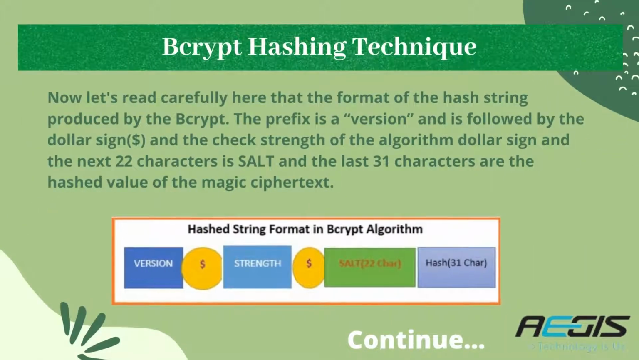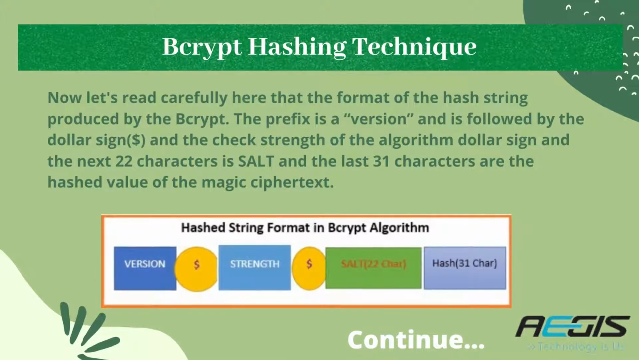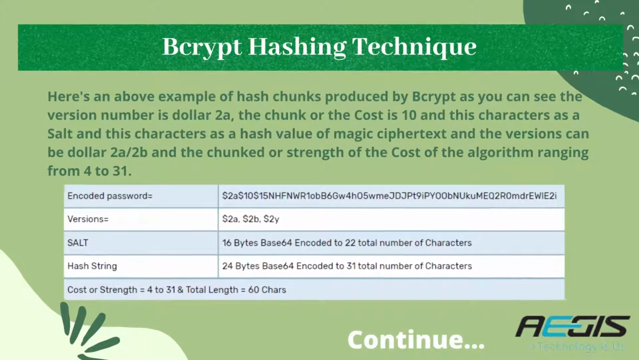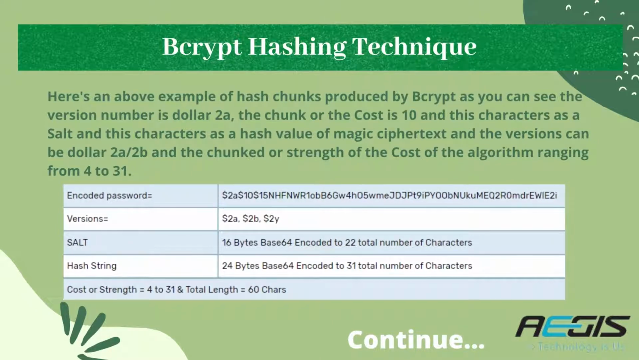Now, understand the Bcrypt hashing technique. Let's read carefully the format of the hash string produced by Bcrypt. The prefix is a version, followed by the $ and the cost strength of the algorithm, then $, and the next 22 characters are the salt and the last 31 characters are the hashed value of the magic cipher. Here's an example of a hash produced by Bcrypt. As you can see, the version number is $2a. The cost is 10, and these characters are the salt and these characters are the hash value of the magic ciphertext. The versions can be $2a or $2b, and the cost or strength of the algorithm ranges from 4 to 31.